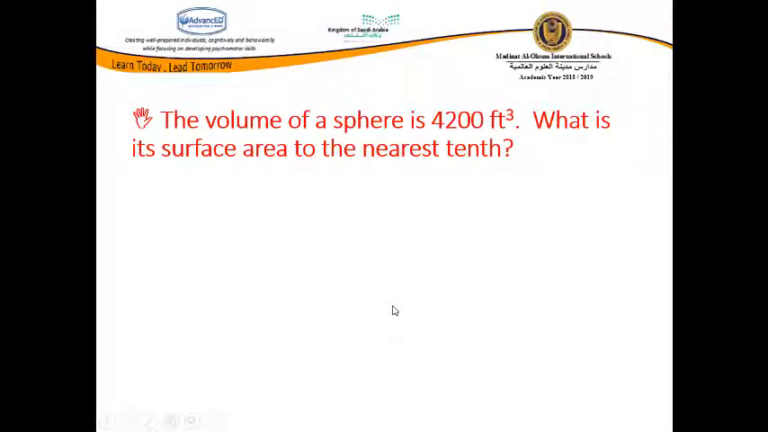Let's solve another question. The volume of a sphere is 4200 cubic feet. What is the surface area to the nearest tenth? Since we have the given volume, let's write the formula of the volume. The volume of a sphere equals 4 over 3 pi r cubed. Solving for r cubed after substitution, we move 4 over 3 pi to the other side, multiplying by the reciprocal, 3 over 4 pi.